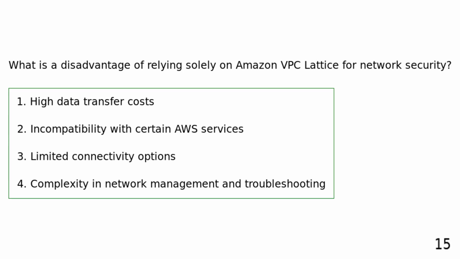What is a disadvantage of relying solely on Amazon VPC Lattice for network security? High data transfer costs. Incompatibility with certain AWS services. Limited connectivity options. Complexity in network management and troubleshooting.